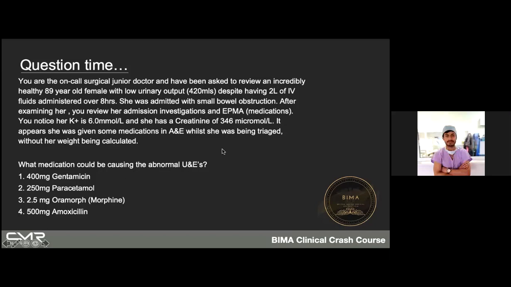And as I can see from the poll, a lot of people have correctly answered the gentamicin. Can anyone tell me why the gentamicin, perhaps, in the chat?